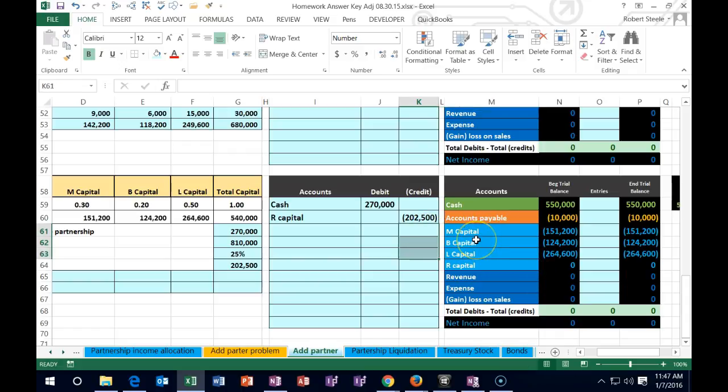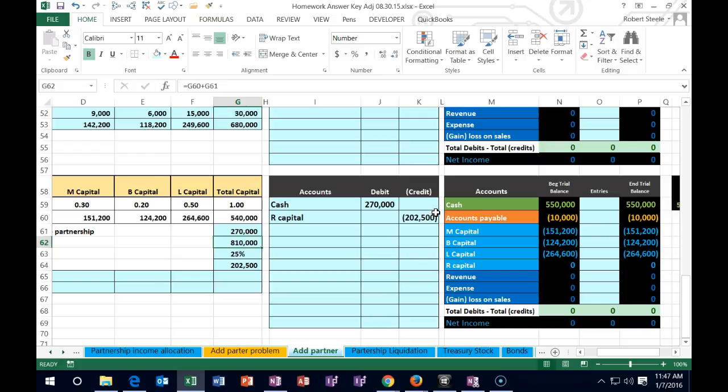And again, you might be asking, why would R pay 270,000 when they're only getting net assets of 202.5? We can see right now what the book value of the company is worth. It's worth 810. A 25% interest is 202.5. Why would the partner come in and pay 270? Again, there could be multiple reasons. There could be intangible types of assets or liabilities that are not reflected, or assets and liabilities that are not valued correctly.